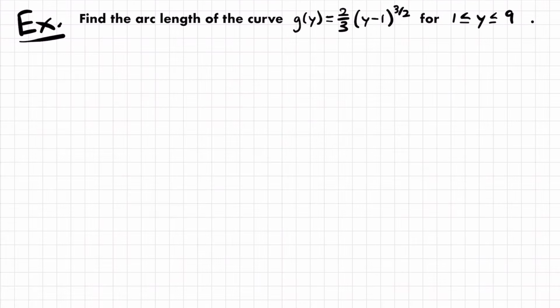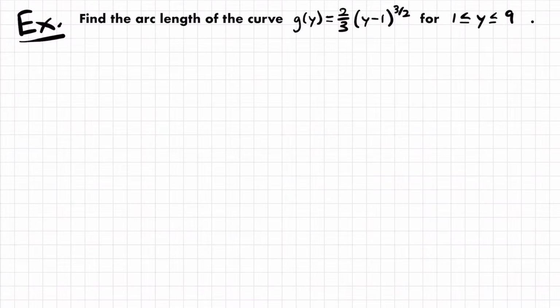So for our next example, we want to find the arc length of the curve g of y is equal to 2/3 times y minus 1 to the 3/2 power for 1 less than or equal to y, which is less than or equal to 9. Okay, so what we want to do here is calculate the arc length for this function from y equals 1 to y equals 9. So in this case, we're going to be working in terms of y, since we are given a function in terms of y, and our two bounds are also going to be values of y.